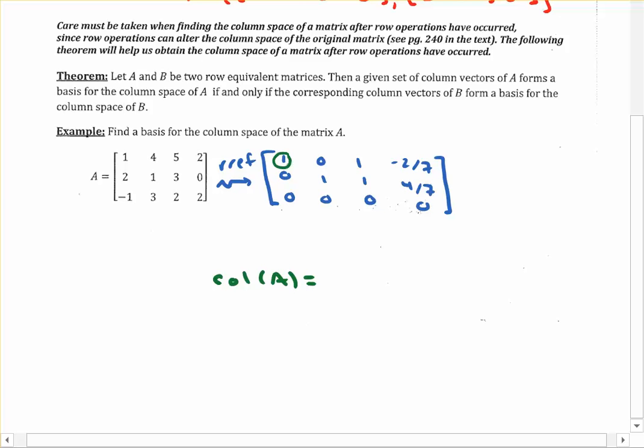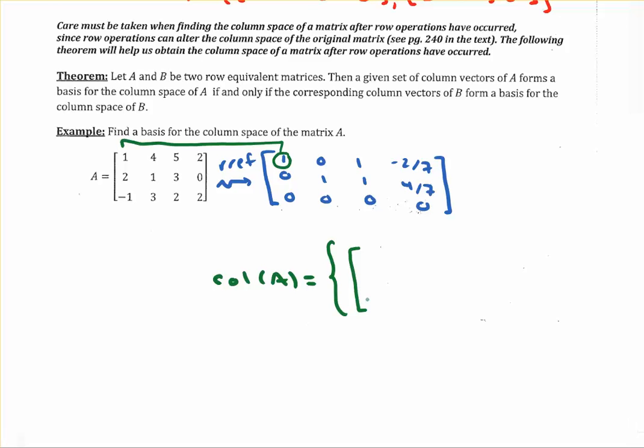contain a leading one. And since this column contains a leading one, what we'll do is link it back to the first column from the matrix A. And that's really the trick to finding the basis vectors for the column space after a matrix has been put through Rref. Whatever column has a leading one in it, you just link it back to that column from the original matrix. So column 1 had a leading one, so we'll use column 1 from the original matrix. So one basis vector is 1, 2, and -1.